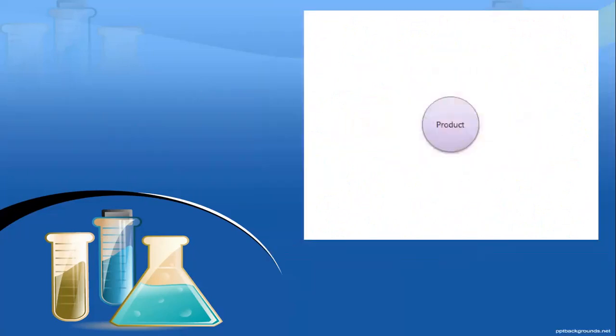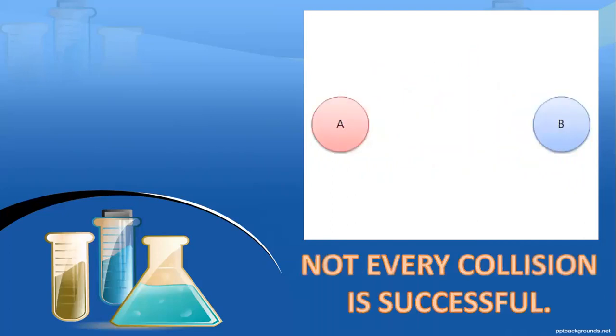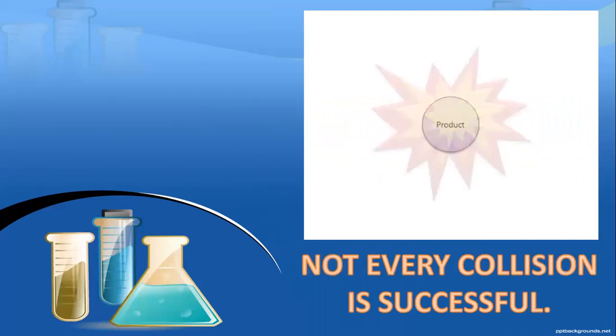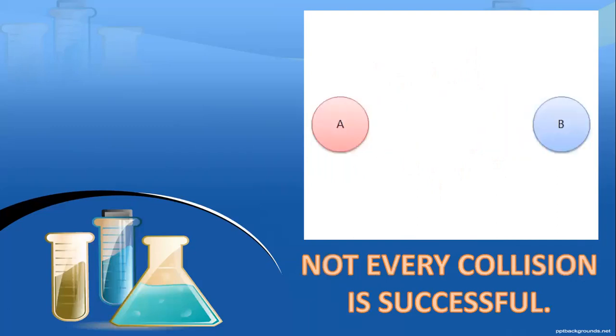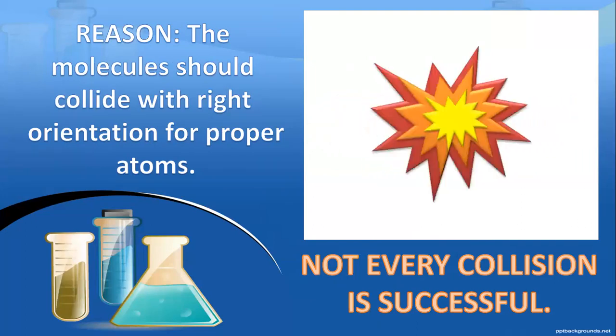However, even if two molecules collide with sufficient activation energy, there is no guarantee that the collision will be successful. In fact, according to collision theory, not every collision is successful, even if molecules are moving with enough energy. This is because the molecules also need to collide with the right orientation for the proper atoms to line up with one another, so that bonds can break and reform in the necessary fashion.